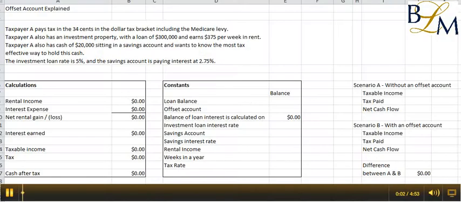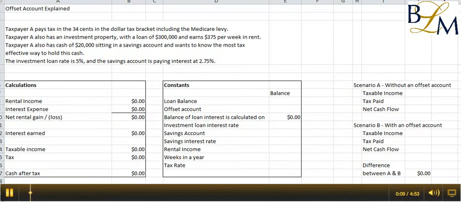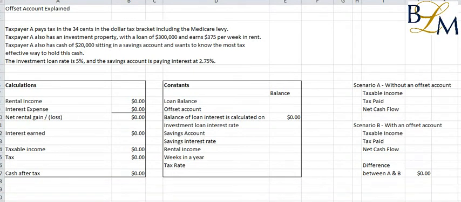Just a quick video to show the benefits of using an offset account with your investment loan. So I've put together a little scenario whereby a taxpayer A has a rental property as well as some excess cash, and they want to know the most tax effective way to structure their personal cash against their investment loan to get the best possible cash flow scenario.